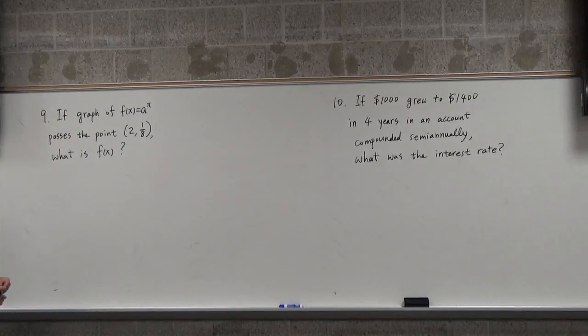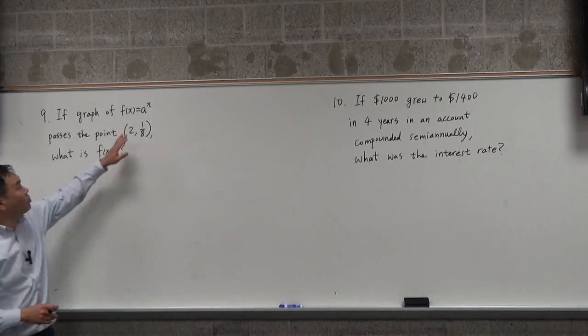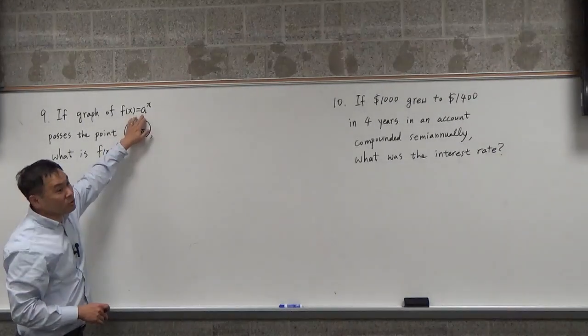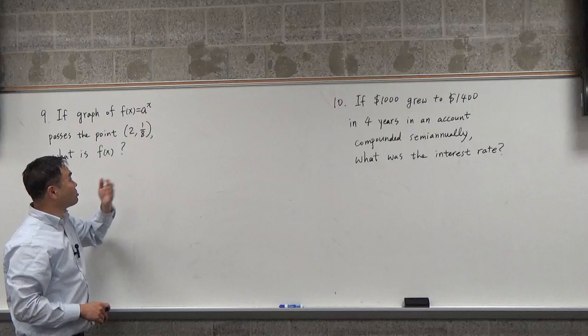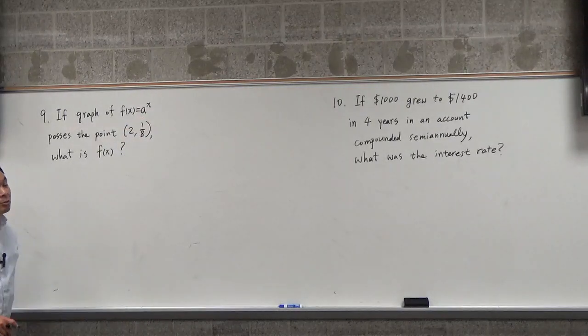Number 9, if the graph of f of x equals a to the x passes through the point (2, 1/8), what is f of x? Since f of x is almost given to us and the only unknown number is a, this question is basically asking us to find the value of a. Let's see what this means.